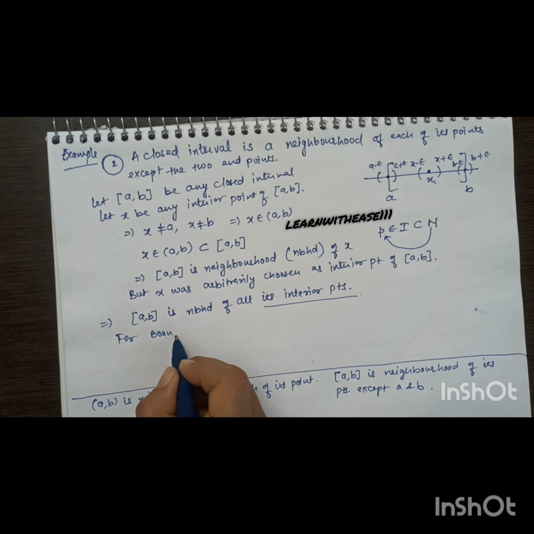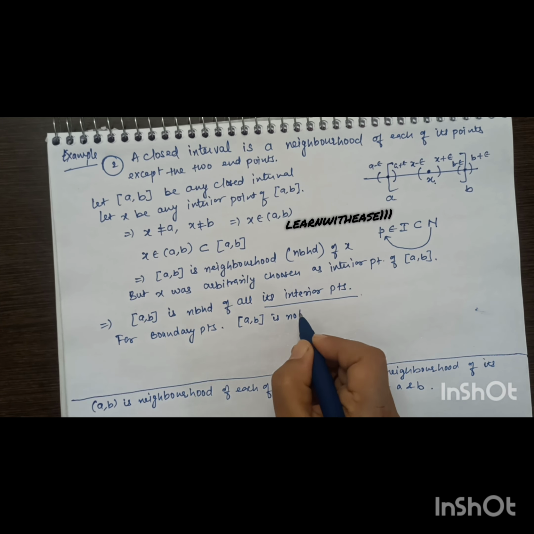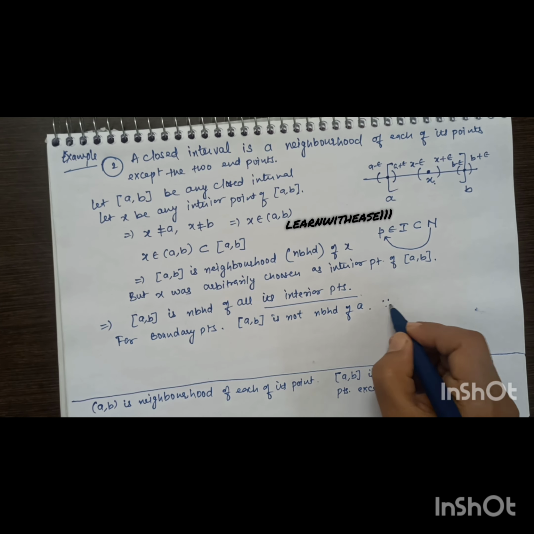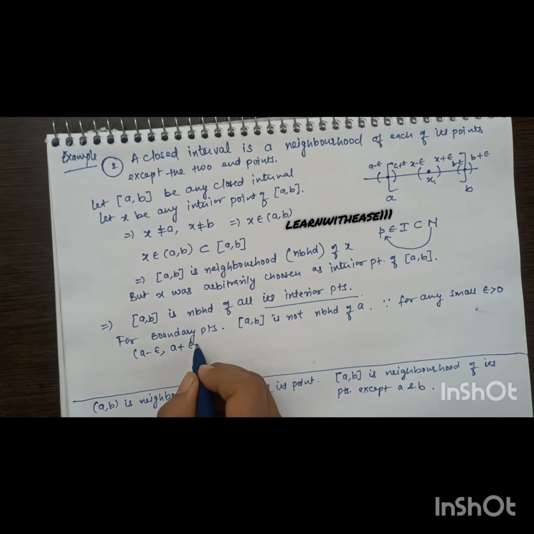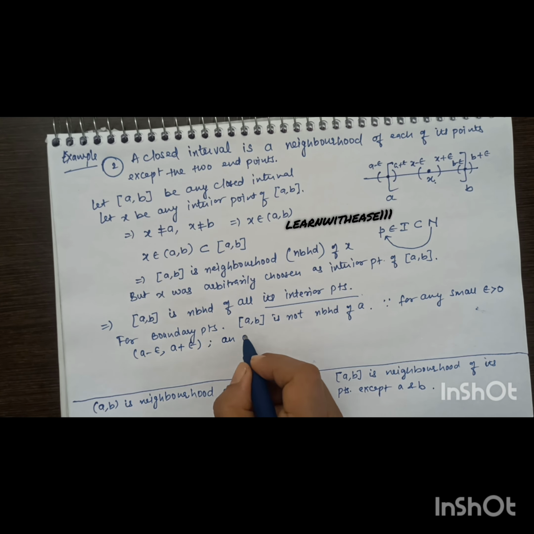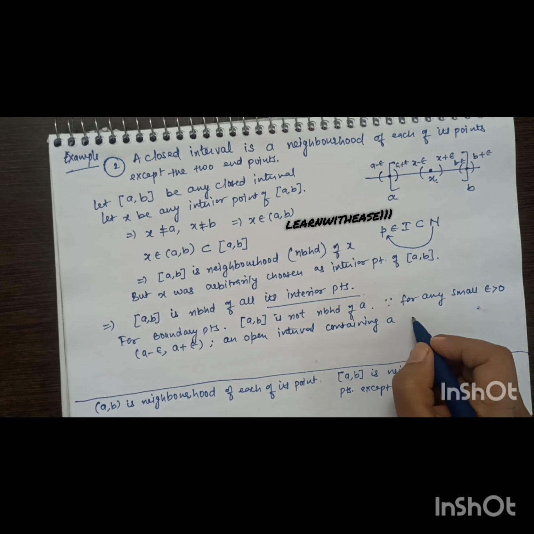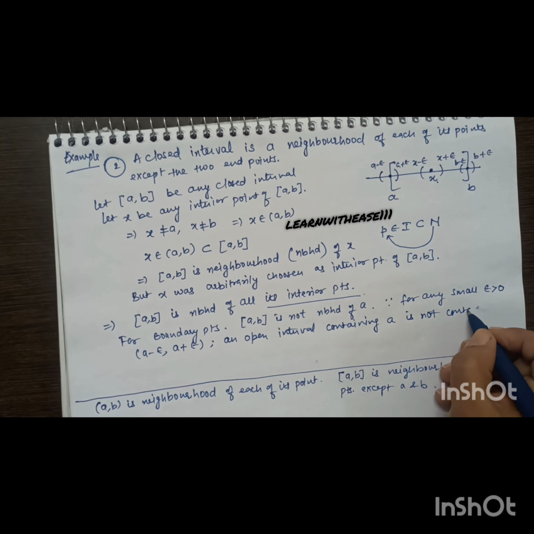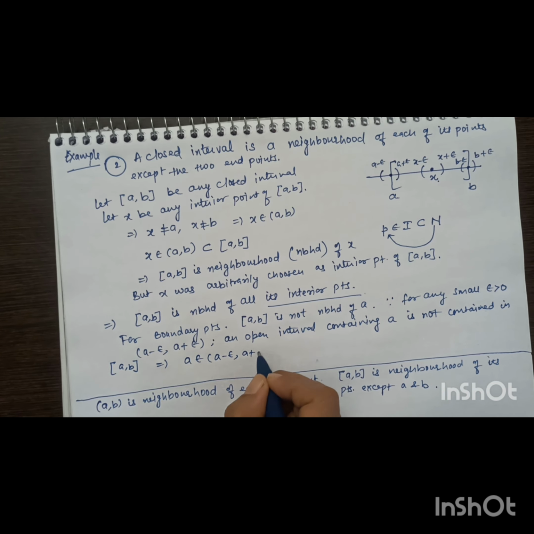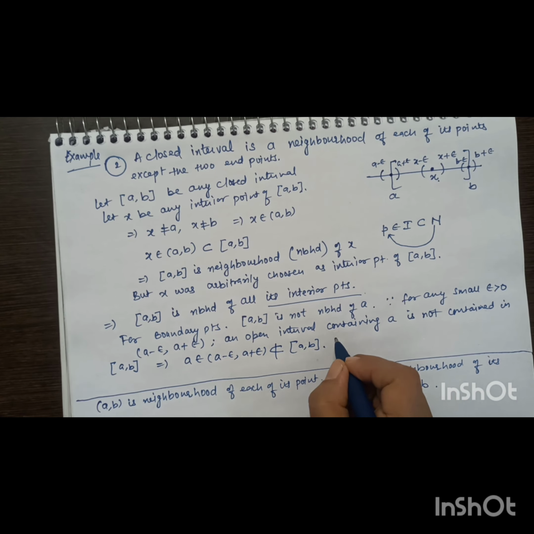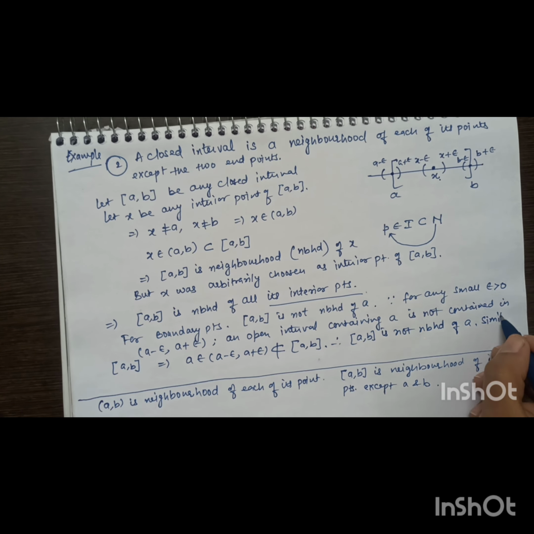Now for the boundary points, consider A first. The closed interval AB is not a neighborhood of A, because no matter how small an open interval you choose to contain A, it will not be contained in the closed interval AB. That will go beyond the set. So that is why the closed interval AB is not a neighborhood of A.